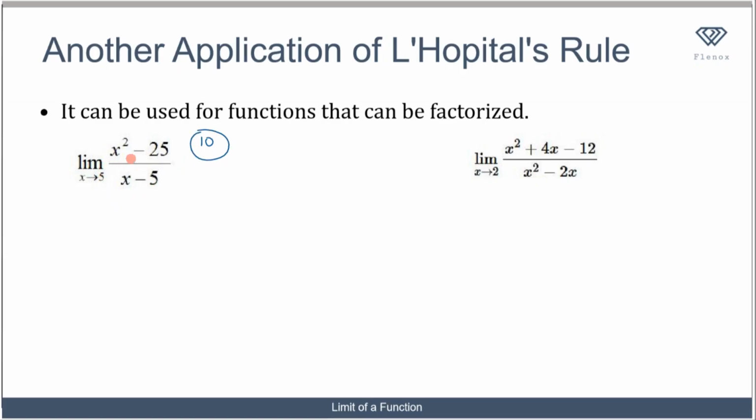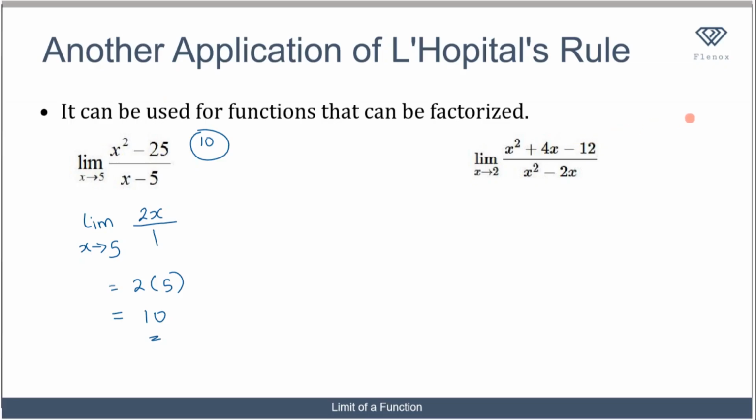Applying L'Hopital's rule, we differentiate the numerator and the denominator before we apply the limit sign. So the limit as x tends to 5, we differentiate the numerator. When we differentiate the numerator, x squared becomes 2x, this becomes 0, then over x becomes 1. So when we differentiate the numerator, we get 2x, and when we differentiate the denominator, we get 1. Now if you apply x as 5, this becomes 2 into bracket 5, and that is equal to 10. As you can see, we got the same answer like we did when we used factorization.